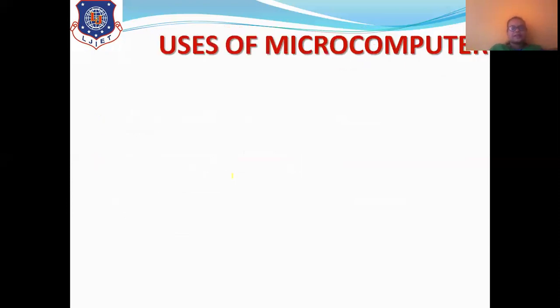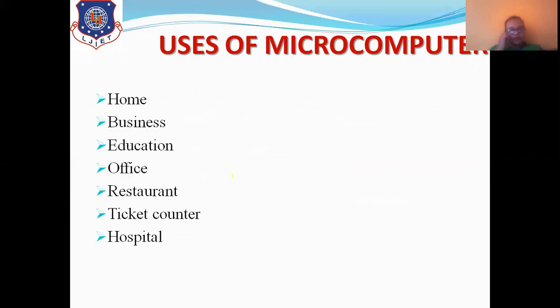Now next, that is uses of microcomputer. So in which different fields does the microcomputer get used, right? Microcomputers can be used in different fields like home, business, education, office, restaurants, ticket counters, hospitals. These are some of the listed uses of microcomputers, where we are using them in our day-to-day life, right? There are many more uses of microcomputers, such as our smartphones, right?